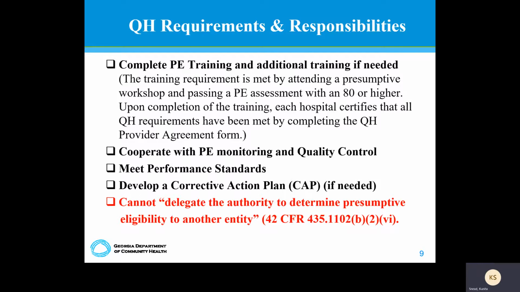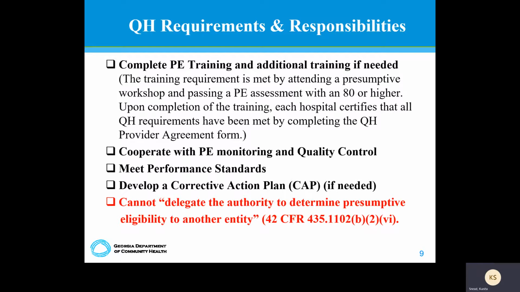Develop a corrective action plan. If we see that you all are doing something incorrectly, of course, we will bring that information or those findings to your attention and meet with you about it. If we feel that a corrective action plan is needed, that's when that comes into play. And then the last bullet is cannot delegate the authority to determine presumptive eligibility to another entity.